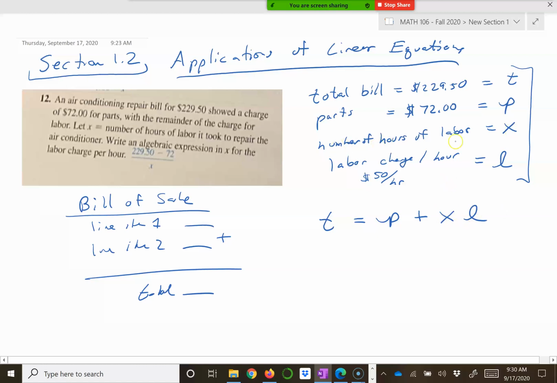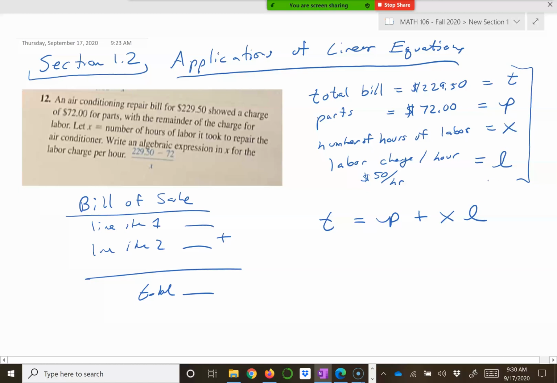Right? Because if X is the number of hours, and this is called unit analysis, right? So this would be hours times money per hour. That's what L is. The hours would cancel and you'd be left with money. Okay. So here's our linear equation.